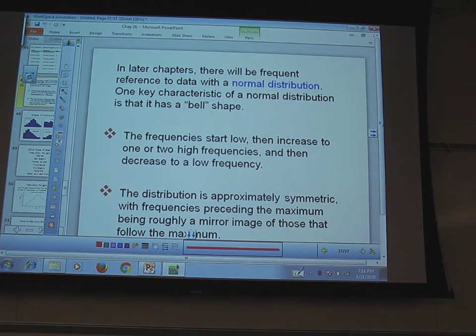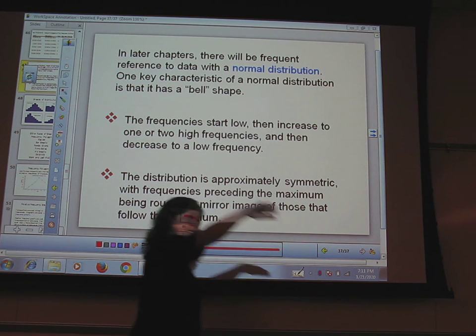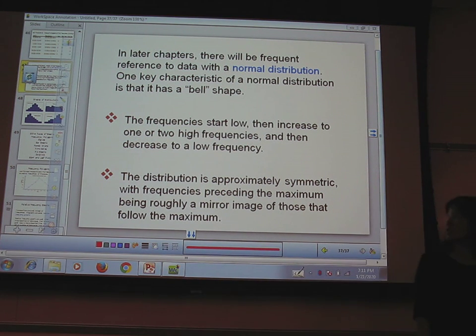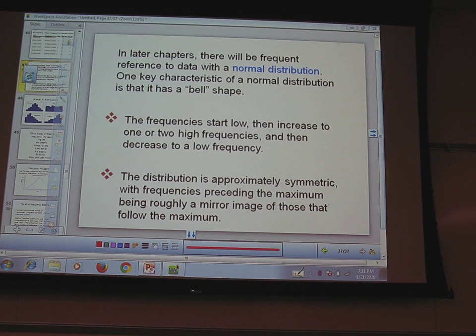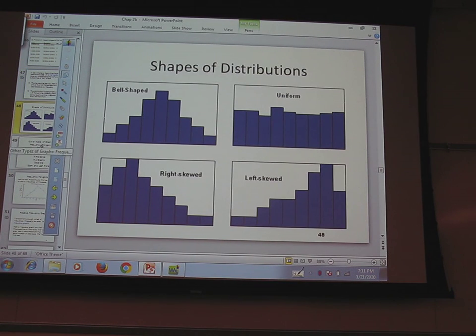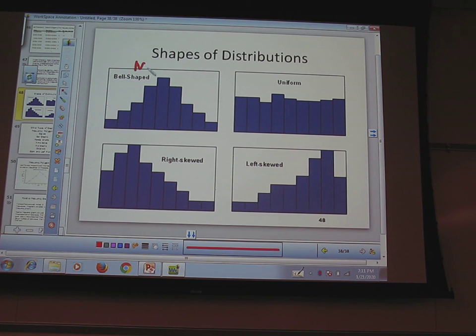In later chapters, we're going to talk about this thing called the normal distribution. A key characteristic of it is it has a bell shape. Notice it starts off low, goes up high in the middle, and then back down symmetrically. So that's kind of how it works. The distribution is approximate, and the maximum is roughly in the middle. So this is something we consider to be a normal distribution. Right there.